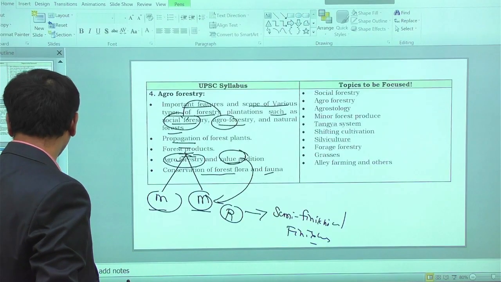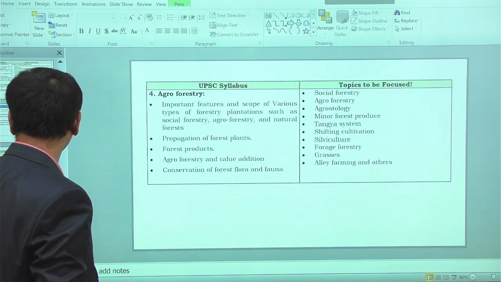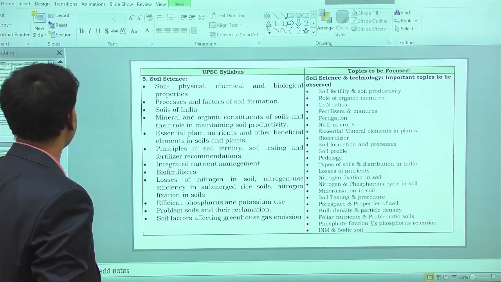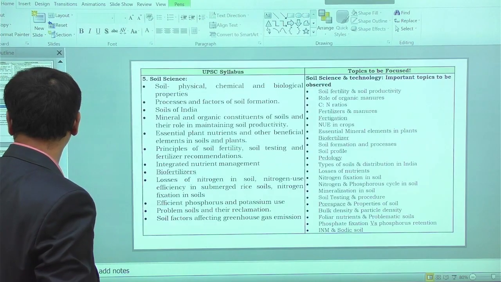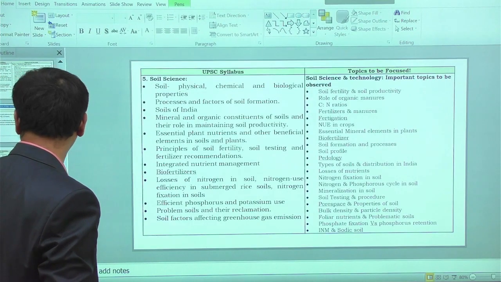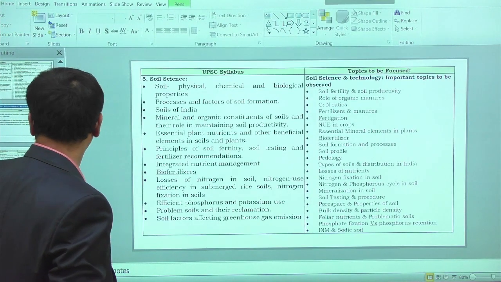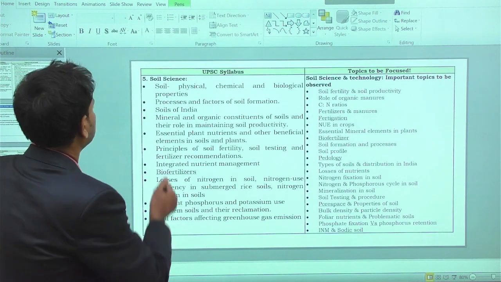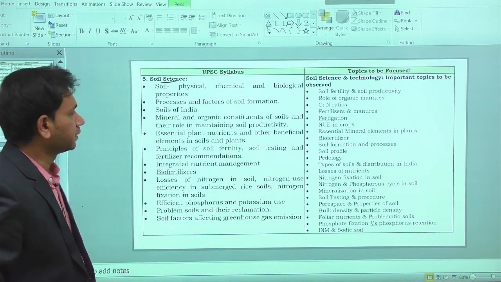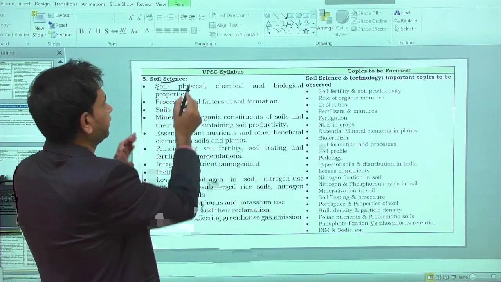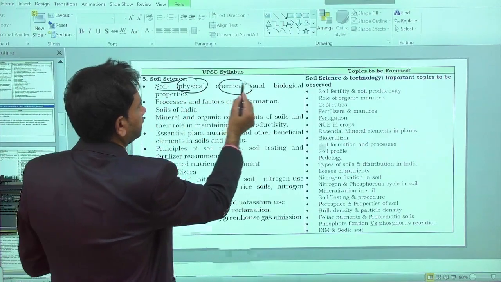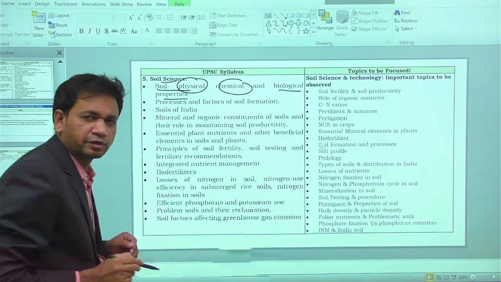Then apart from that we have the syllabus we call soil science and technology, right. Here we will be discussing the soil properties: one is the physical properties of the soil, another is the chemical properties, and another is the biological properties of the soil.